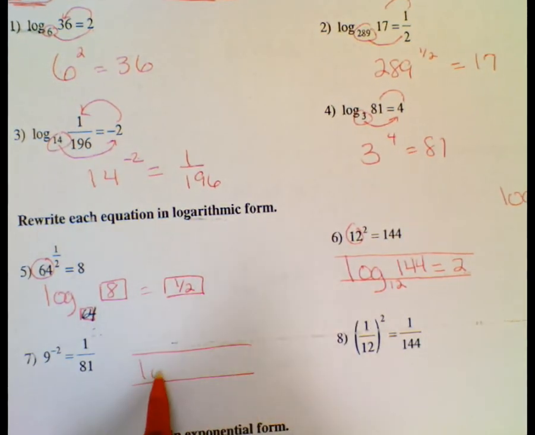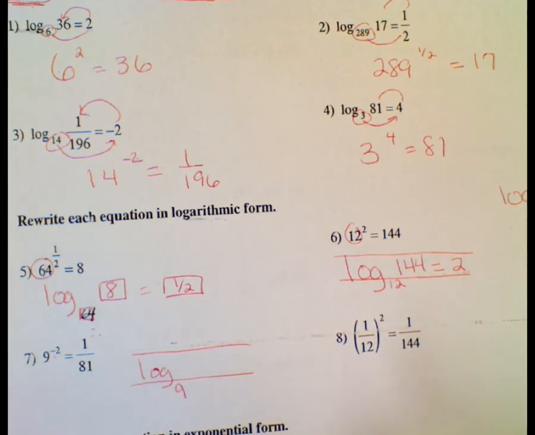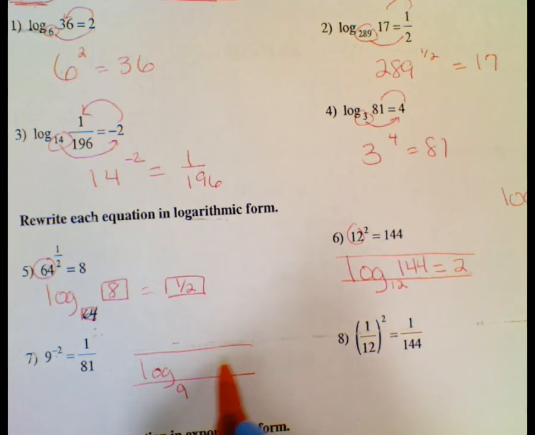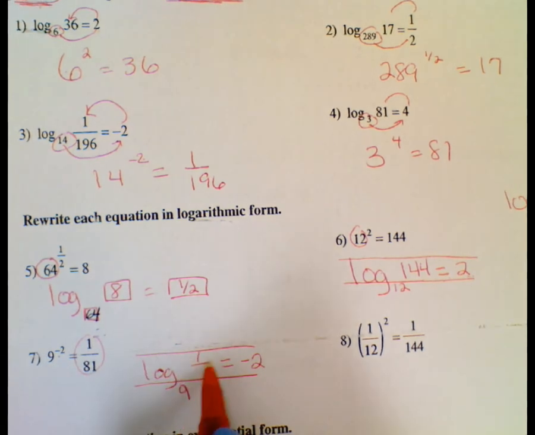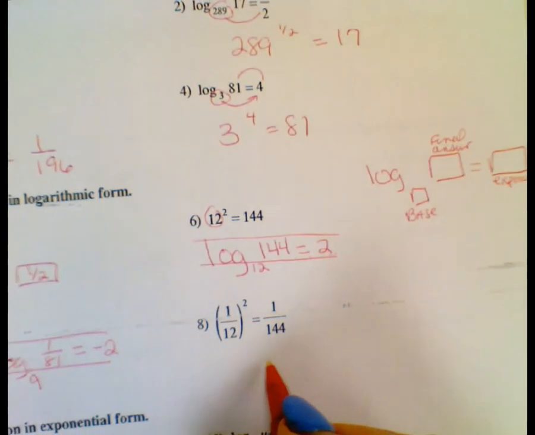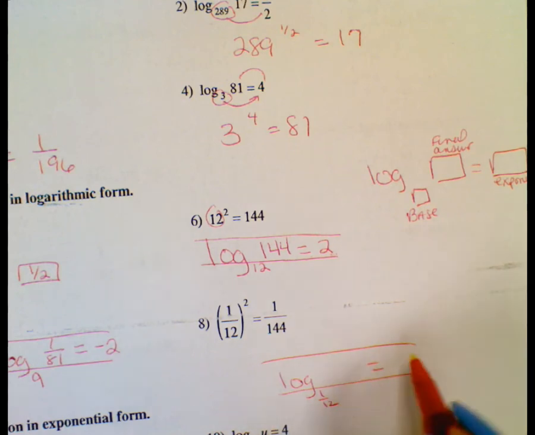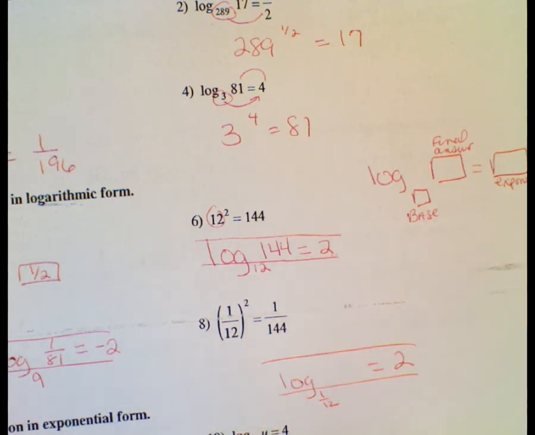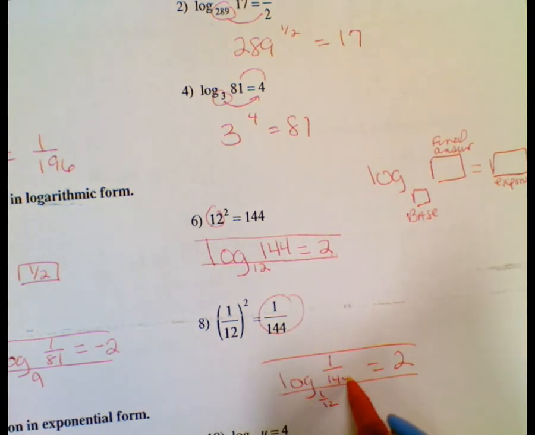So we have log. Base is 9. That goes down here. Then it equals the exponent, and what it was equal to, 1/81, goes right next to log. So this one, lined paper, you have log. The base is 1/12. It is equal to the exponent. This is what it was equal to. That goes right next to log.